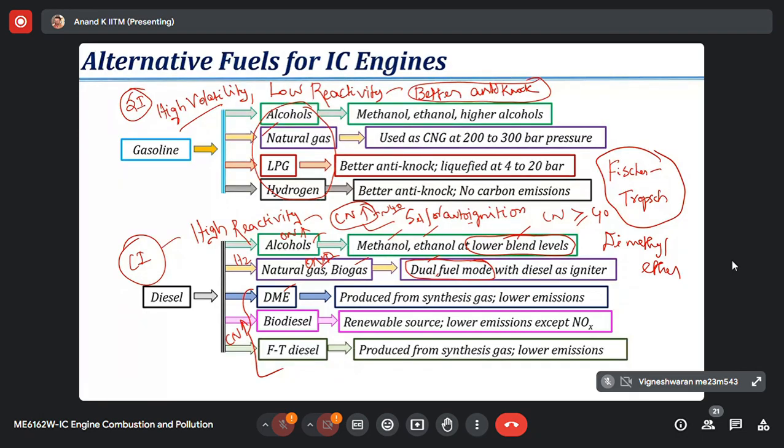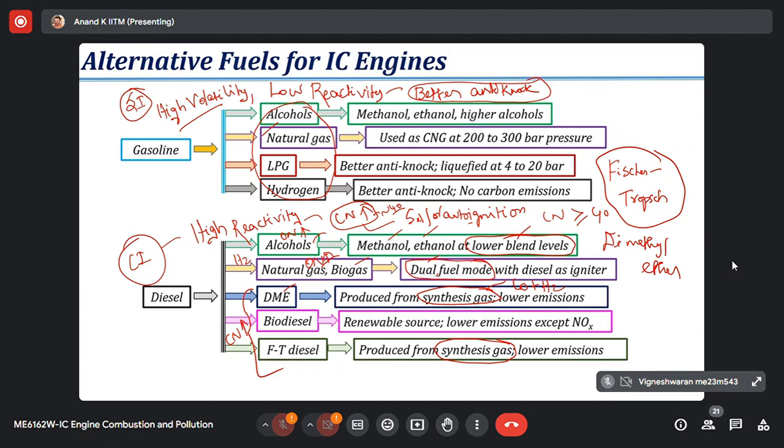So for dimethyl ether, the source is synthesis gas. Synthesis gas is a blend of CO and H2. This is what synthesis gas is. You can generate this gas from a non-renewable source like coal. You can also produce the synthesis gas from renewable sources like biomass. It can be any source. Okay, it's preferable to go with a renewable source of CO and H2. From CO and H2, you will get this dimethyl ether. Similarly, the Fischer-Tropsch diesel source is synthesis gas. So this can be used as an alternative option for diesel.